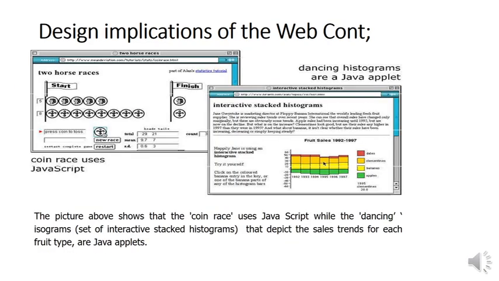Look at the page. The picture above shows that the coin race uses JavaScript, while the dancing histogram, a set of interactive stacked histograms that depicts the same trend for each fruit type, are Java applets.